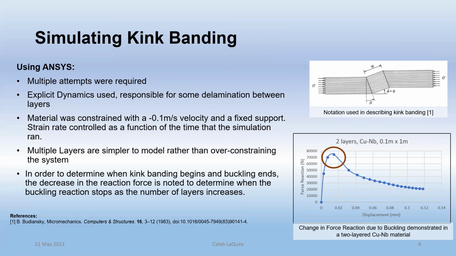In order to determine where kink banding began and buckling ended, we took note of the decrease in reaction force as a function of displacement shown over here. So you can see when the material was compressed by 0.02 millimeters, buckling occurred and the stresses were relieved. So once this sort of hump here disappeared, we knew that we were observing kinking rather than buckling.